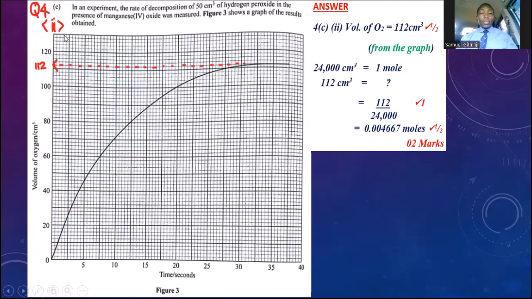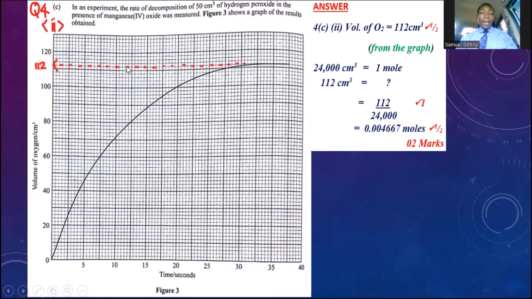But the majority of the students still did not get it. Why? Some of them do not have the skills of reading the scale. Like, look at this one. From 0 to 1 centimeter, it is 10. Okay, that represents 10. How many small squares? 1, 2, 3, 4, 5. 10 divided by 5 is 2. That tells you one very small square represents 2 cubic centimeters.